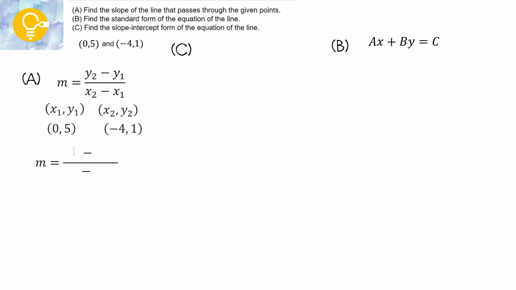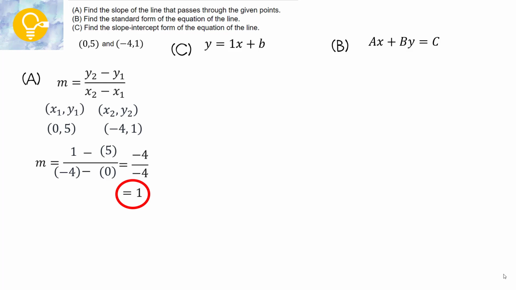We're going to take y sub 2, which is 1, minus y sub 1, 5, over x sub 2, negative 4, minus x sub 1, which is 0. This gives us negative 4 over negative 4, which is 1, and 1 is our slope. We're going to do C next. Find the slope-intercept form of the equation of the line. We already know that our slope is 1. I could write y equals 1x plus b or y equals x plus b.